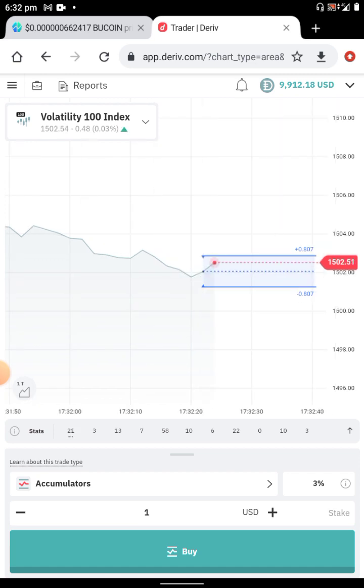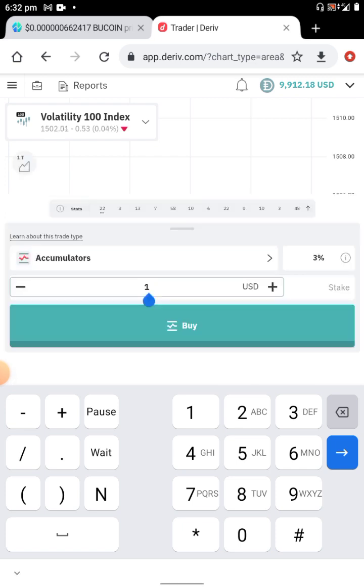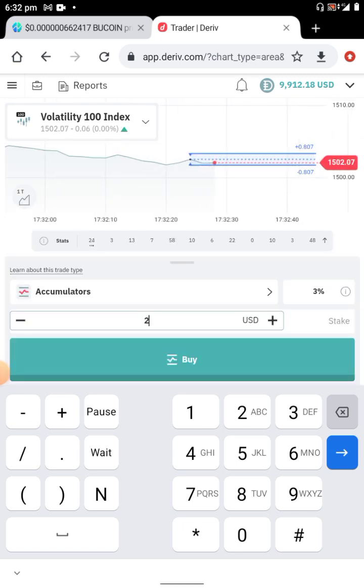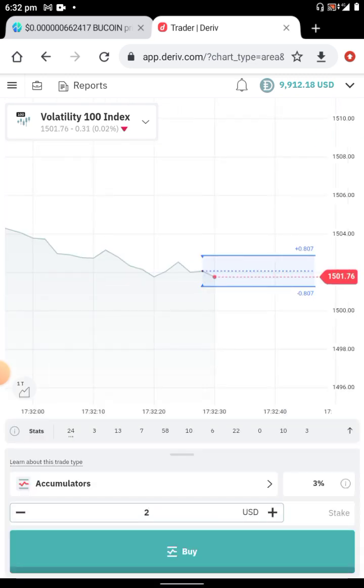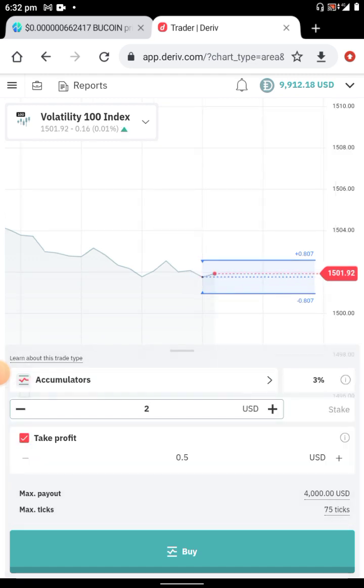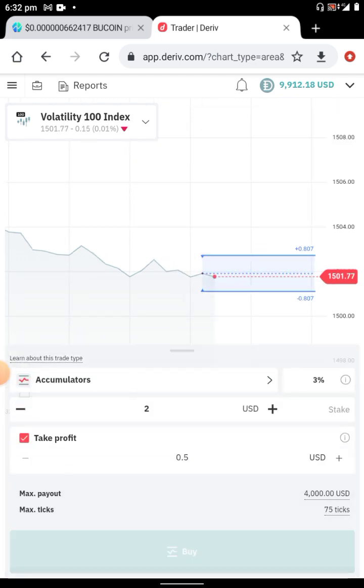So now I'm going to start with $2. I will start with $2. Now, when you drag this thing up, you can use take profit.